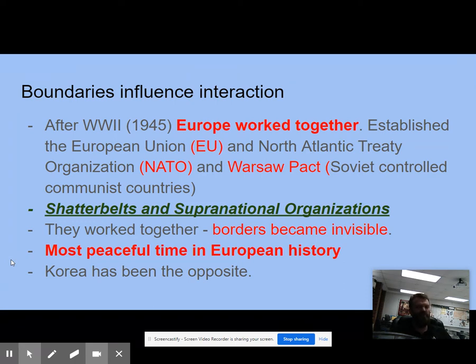In Korea, which you guys saw the example in the shatter belt activity, Korea is the total opposite, right? They have a militarized boundary, where they literally have troops on both sides to keep people from crossing over. It has not been peaceful there at all.